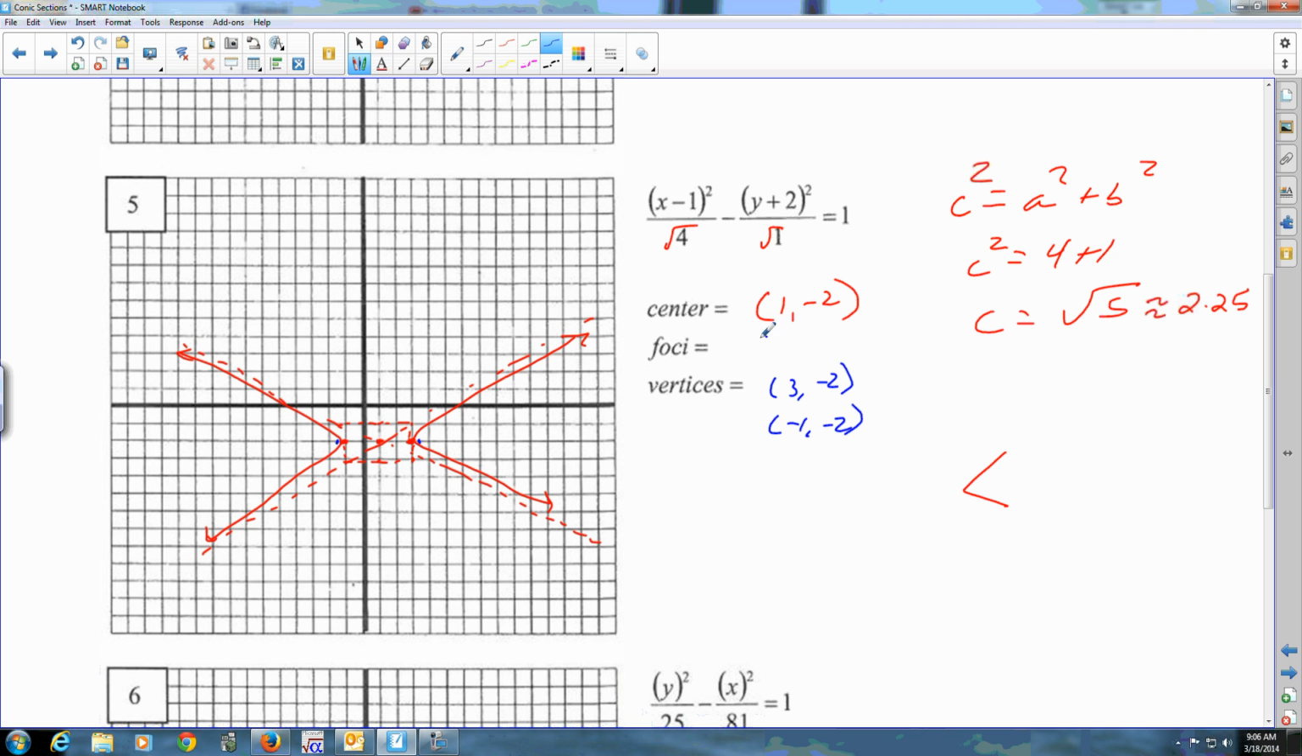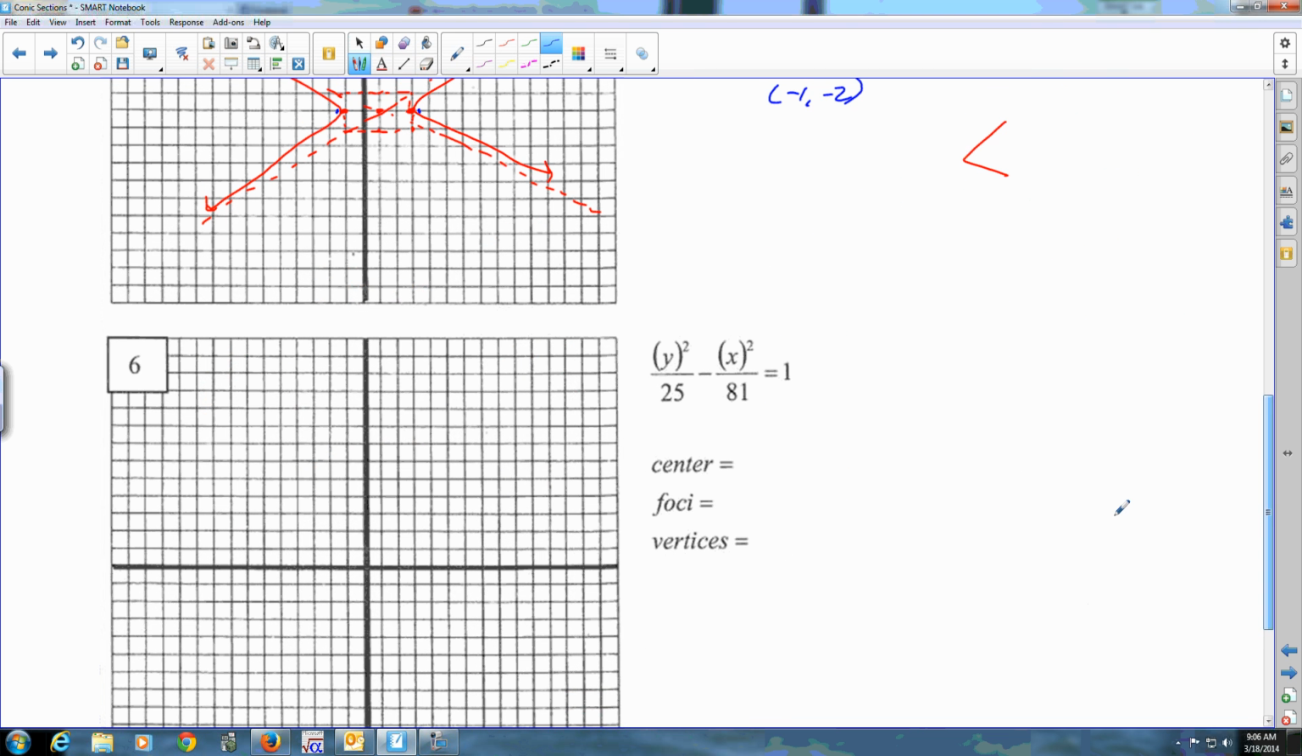If you want their coordinates, I go from the center a square root of 5 each way: 1 plus or minus the square root of 5, -2. There are the foci. Okay, on this next one, it hasn't moved anywhere left to right, so the center is right there at the origin, (0, 0).